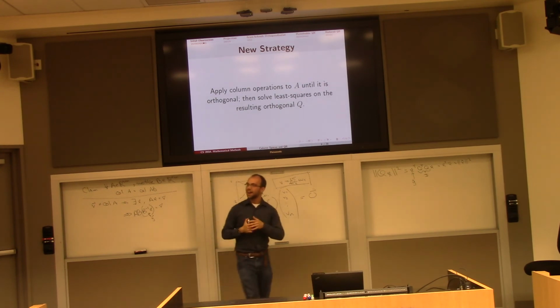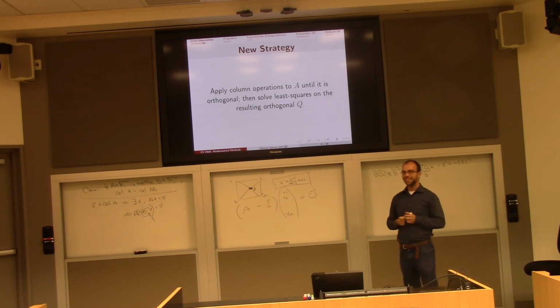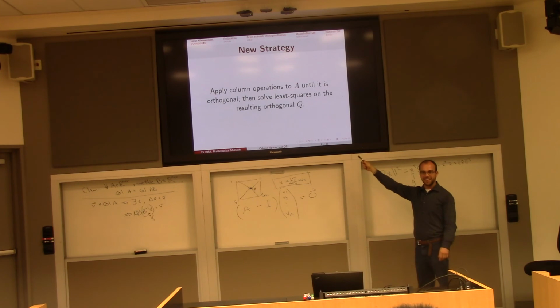I'll get to you in a second. We're going to do column operations on A until it looks orthogonal. And then we're going to solve the least squares problem with the orthogonal matrix because we know that's an easy thing to do. Yeah? Catherine?